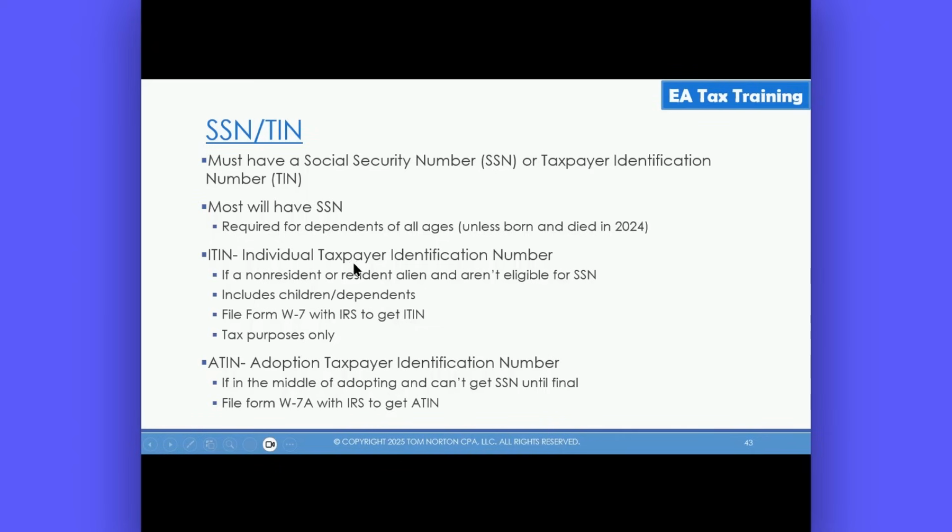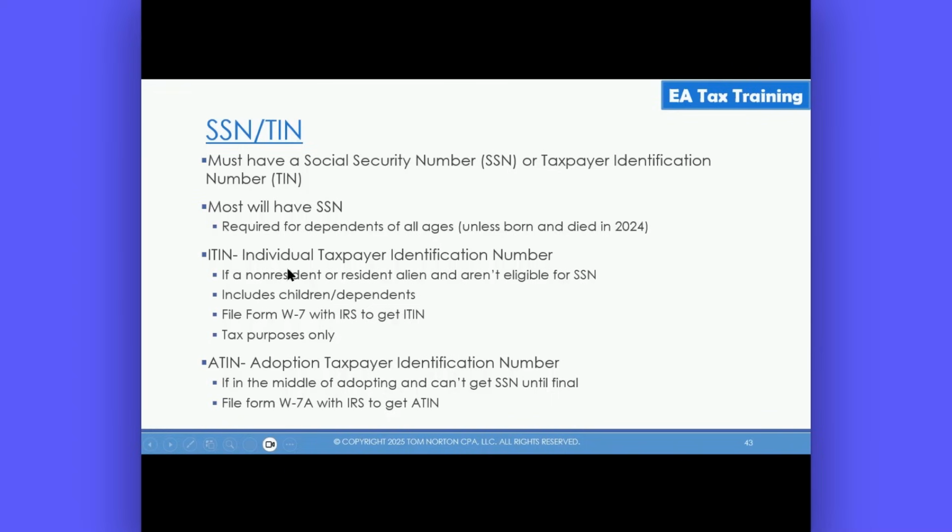So there are certain people who will not have a social security number and cannot get a social security number, but still need to either file a tax return or be claimed as a dependent on a tax return. So if you have that situation, then that person needs to file for an individual taxpayer identification number. So this would be for a non-resident or resident alien who is not eligible for a social security number. They would file for this ITIN, this individual taxpayer identification number. This includes children and dependents, because remember, you have to put their number on the return as well.